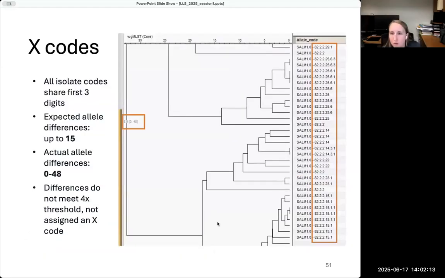Someone asked a question about the other one, so we'll go back. In this example, they are being merged still. That's why the differences are greater than you would expect. There are isolates within these different allele codes that have a greater difference. They are still being merged, but how PulseNet has it set up with that 4 times the expected threshold allele difference, they are only given X codes if that's the case. So they're still merged and the distance doesn't match what it should, but it's not given an X code.